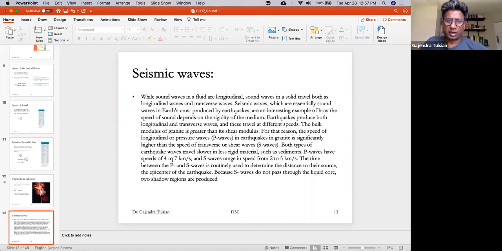All right, so I will let you read this stuff later. Seismic waves are mechanical waves that travel through Earth, or they're sound waves that travel through Earth.